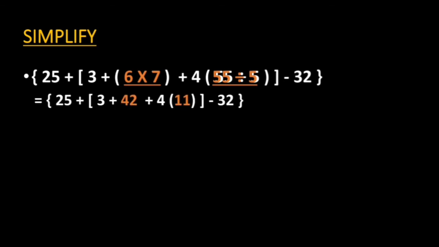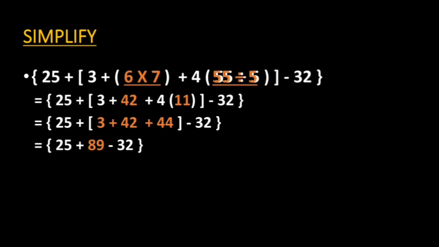Now here we have replaced 6 into 7 by 42. In place of 55 divided by 5, we have replaced 11. Now again the parenthesis we have. First we have to simplify 4 into 11. In place of 4 into 11, we are multiplying and writing 44. 4 elevens are 44. So next, we are just replacing 4 into 11 by 44. Now here 42 plus 3 is 45. 45 plus 44 is 89.